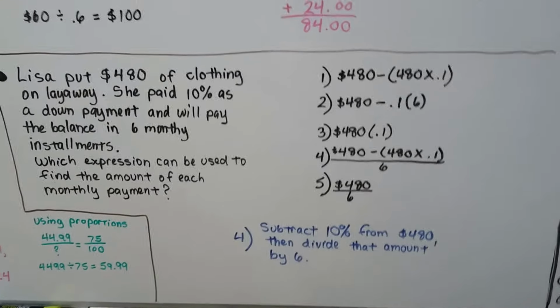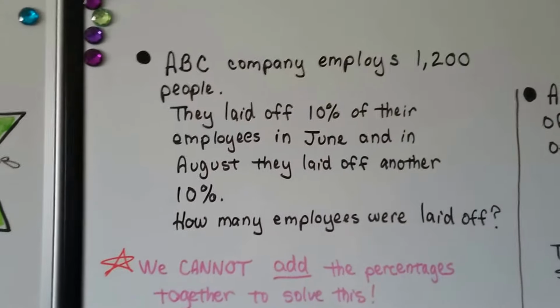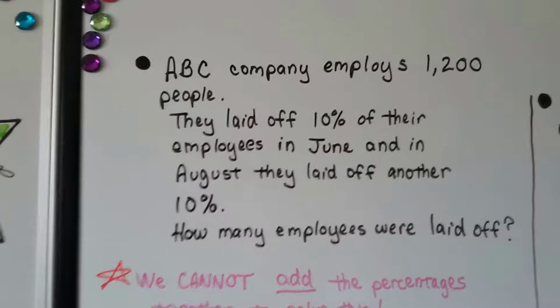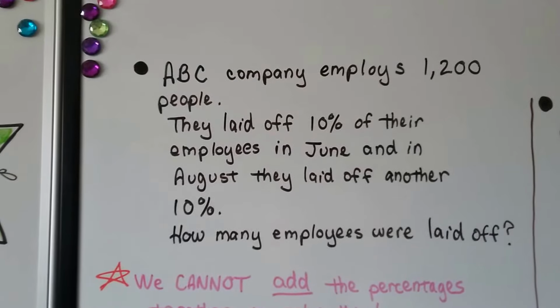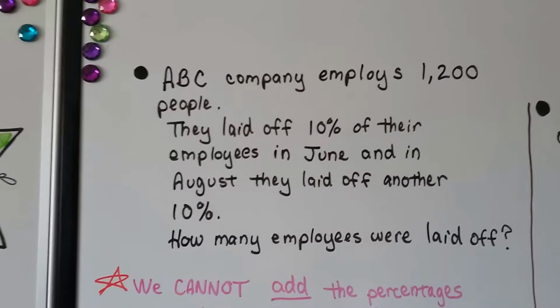All right. I have a couple more very good examples for you. ABC Company employs 1,200 people, and they laid off 10% of their employees in June, and in August they laid off another 10%. How many employees were laid off?